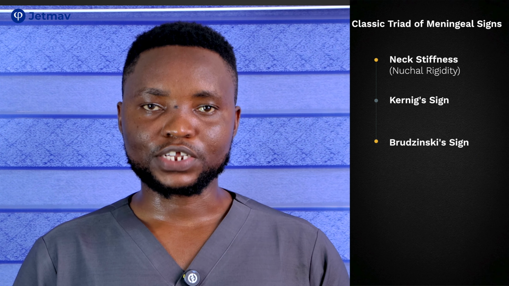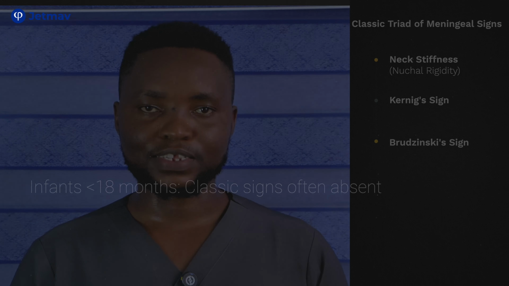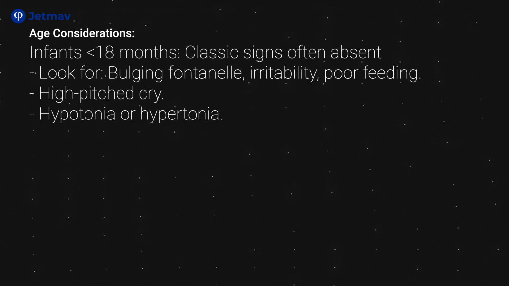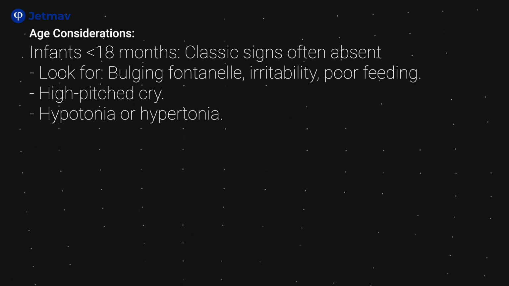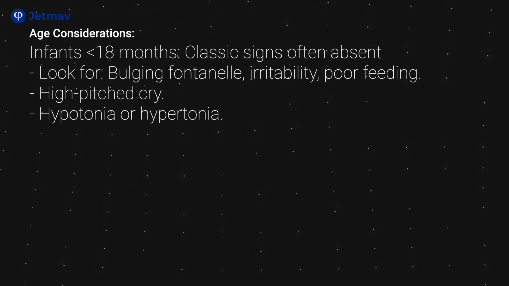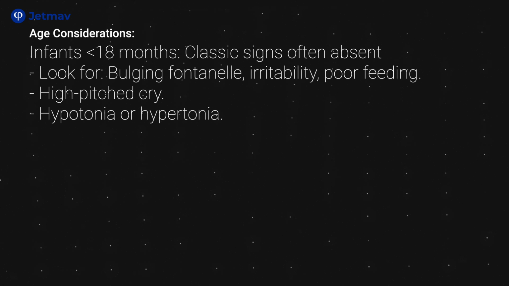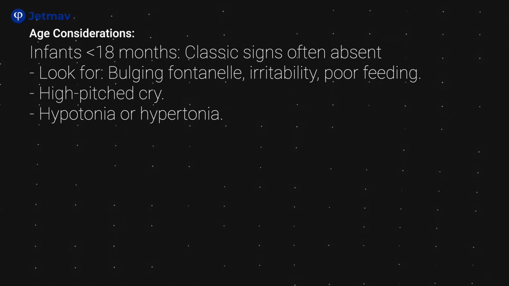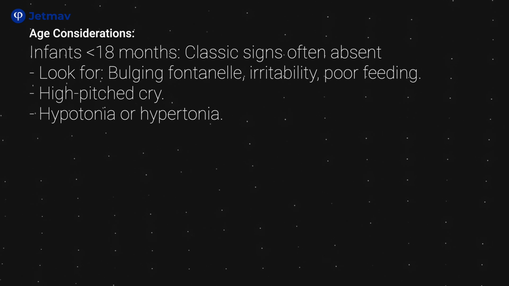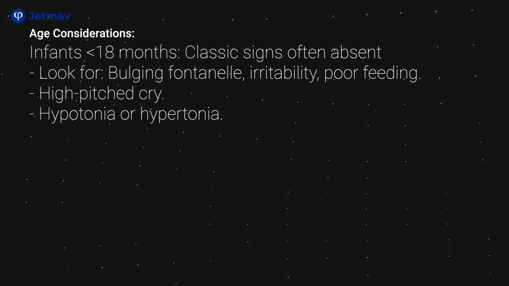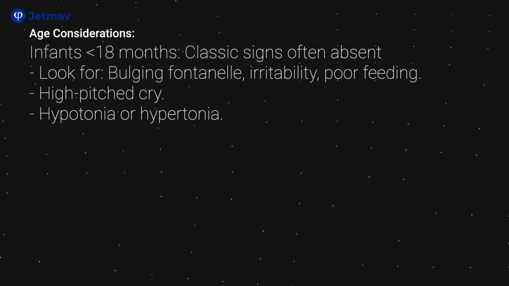Now, these signs are not actually demonstrated for infants less than 18 months because these classical signs are often absent. So for infants less than 18 months, you can use other signs like bulging fontanelle, irritability, poor feeding, or high-pitched cry to determine if there's meningitis or not. But from 18 months and above, when these signs are present, we can actually use them to confirm if the meninges are inflamed. So like I said, the three classical signs, the first one is neck stiffness.